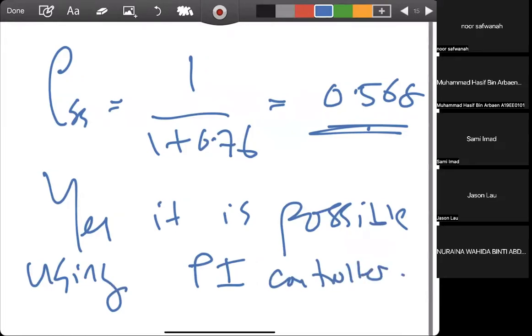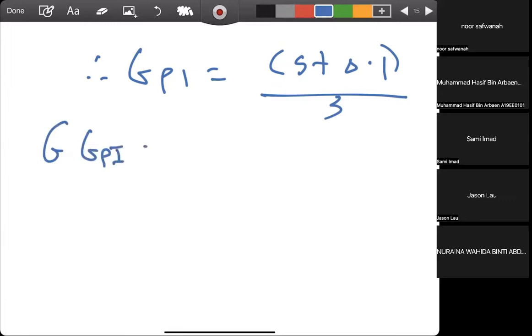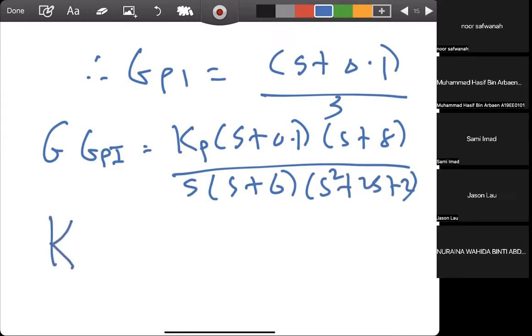So what value do you want to use? Follow your lecturer: 0.1 over S. Then combine with the open loop. Then find the K value, the P value, which is S plus 6.